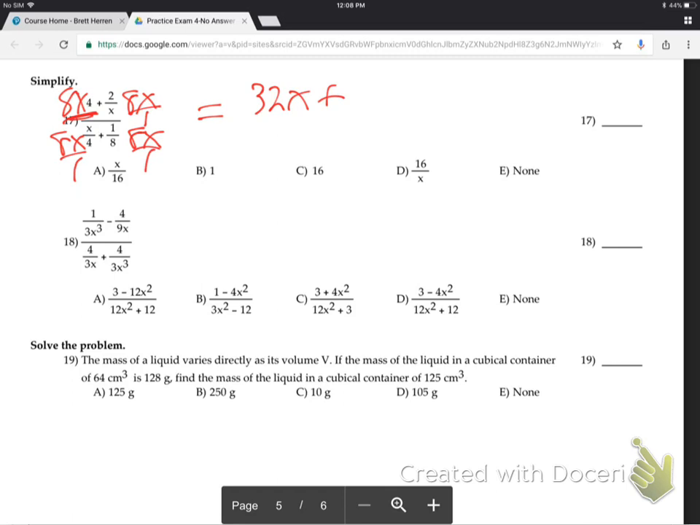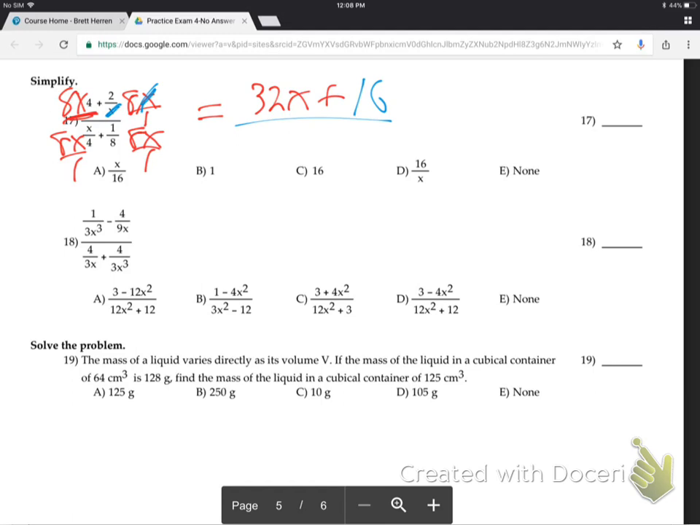Did everybody see what happens there? The x cancels the x. Left over, 2 times 8, 16. Am I going too quick? Right, you cross cancel. Everybody see? So I found the common denominator. I looked at all three denominators, x, 4, and 8, and said 8x.